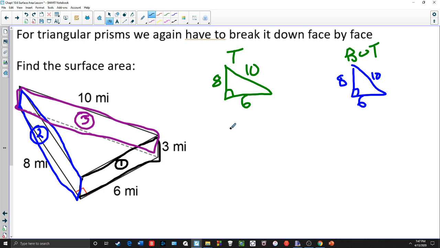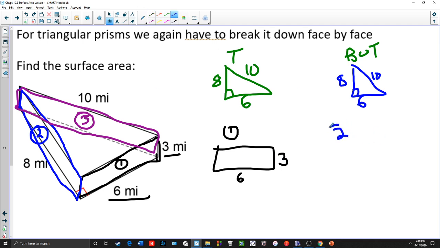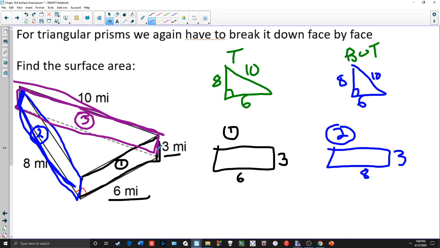So for rectangle 1, that is a 6 by 3 rectangle. So 6 going this way, and then 3 going this way. For my rectangle 2, that's going to be an 8 going this way, and then a 3 going up and down again. So that's going to be an 8 by 3. And then for my rectangle 3 way in the back here, that's going to be 10 this way, and then 3 this way. So rectangle 3 would be a 10 by 3.